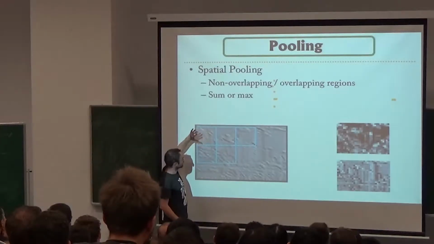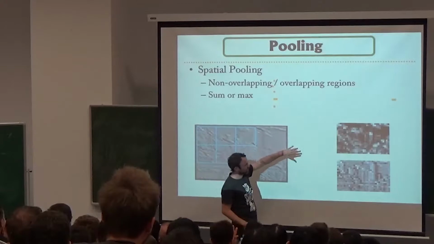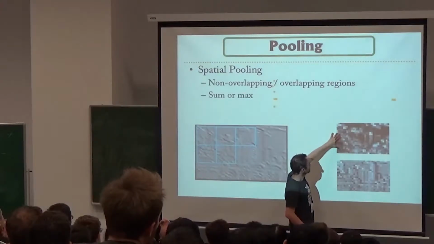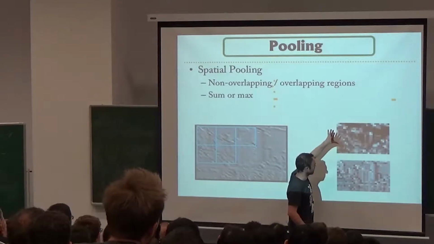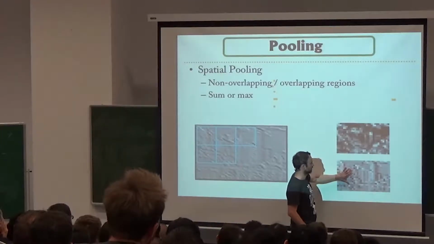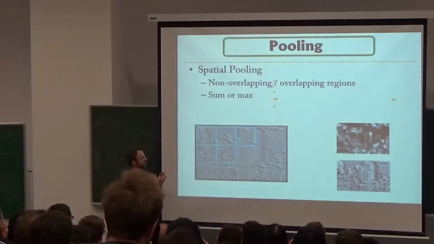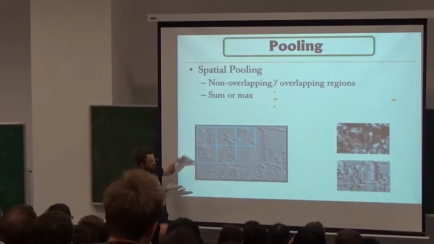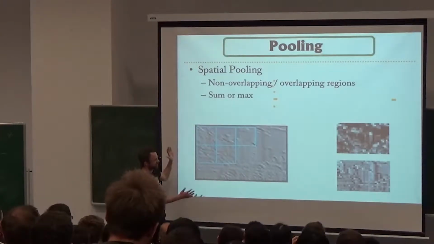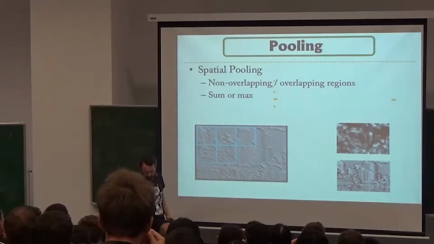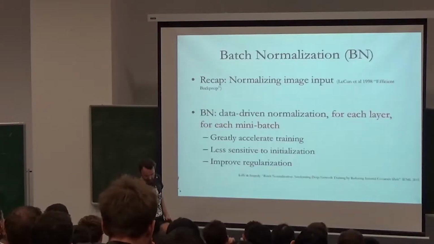But the basic idea is once you do this, you get some feature map. This is what looks like the sum, this is what looks like the max. The point is you just reduce the spatial resolution, essentially. So you keep the same number of overall feature planes, just the spatial extent is being reduced.